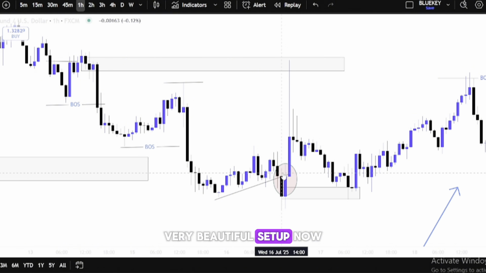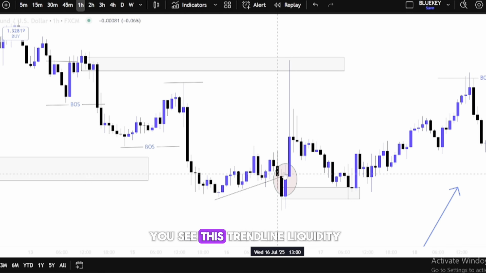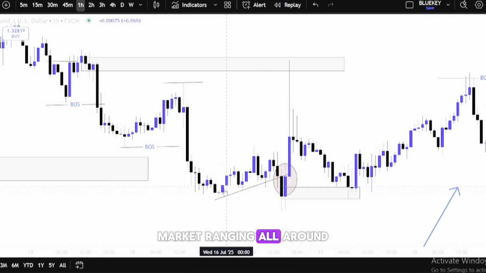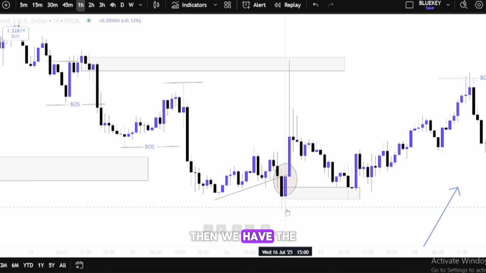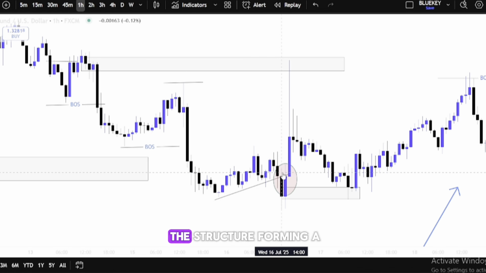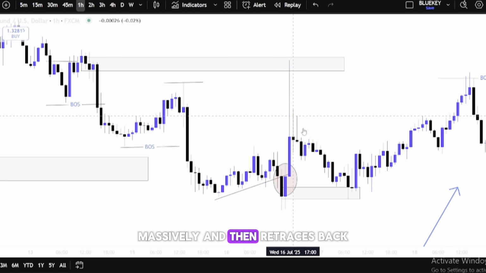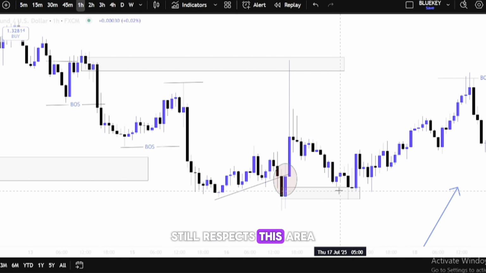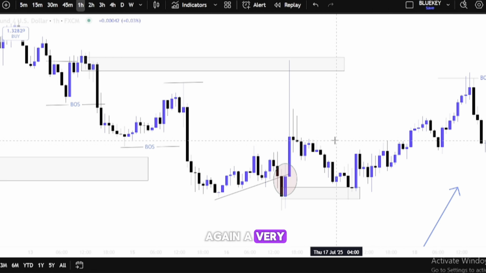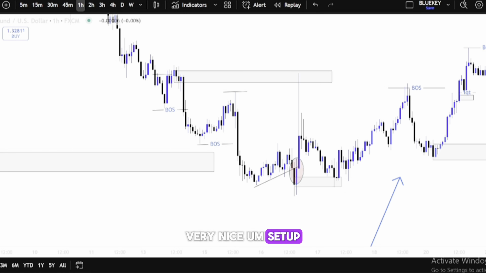Very beautiful setup. Now, you see this trend line liquidity, market ranging all around this area. Then we have the breakout. But what happens after the breakout? Market pulls back into the structure, forming a tweezer, right? From here, this next candle buys all the way to this area right here, massively, and then retraces back, still respects this area, and then pushes up again. A very, very nice setup right here.